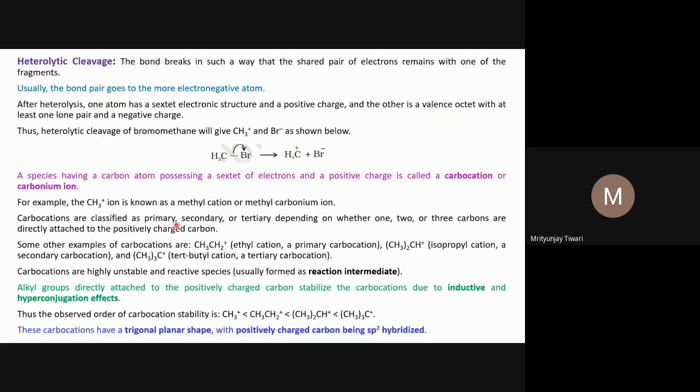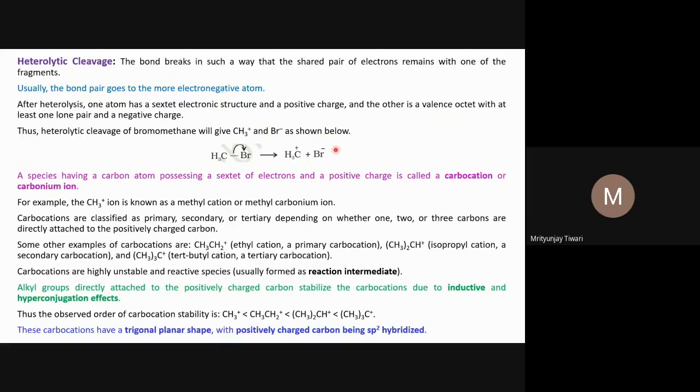Carbocations are classified, as we have seen. This is not the final product because the final product cannot be a charged species. Usually charged species do not have a separate, independent existence unless they are stabilized by other charged particles, as we see in the case of ionic compounds. So these charged species will not be stable, so they will go to another step of the organic reaction.